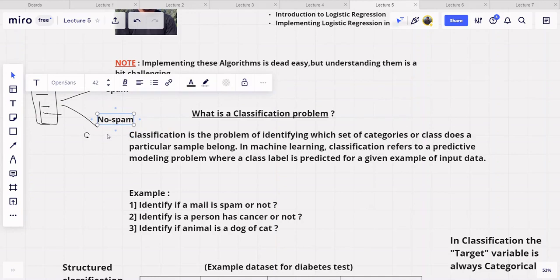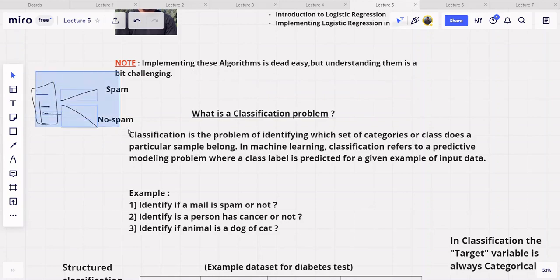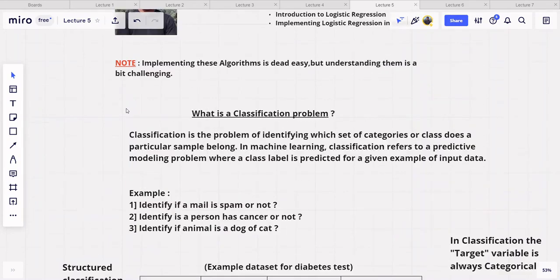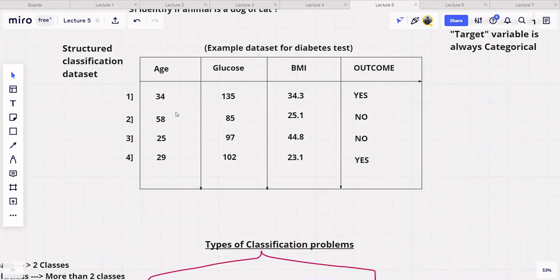Okay, so this type of problem we call a classification problem, because we are trying to identify which class a particular object belongs to. Now that object can be anything. That object can be an image, or that object can just be a sample from a data set.